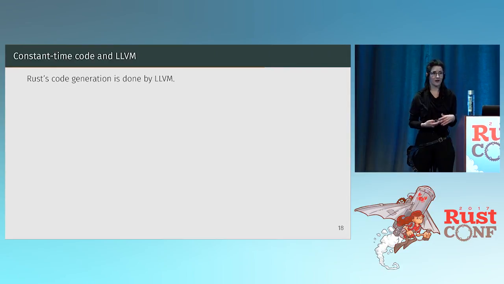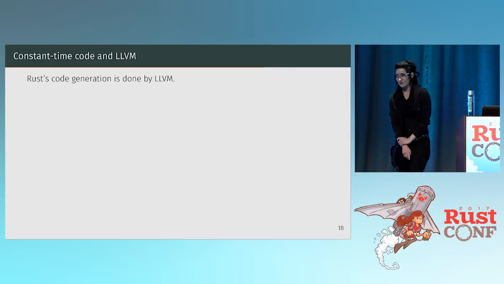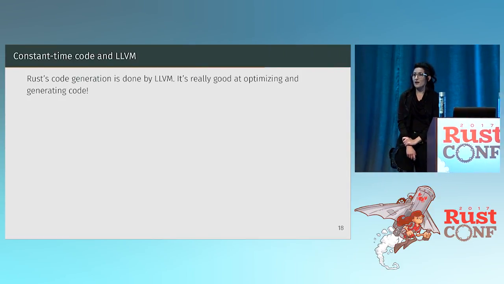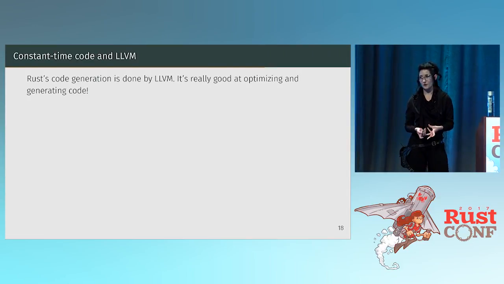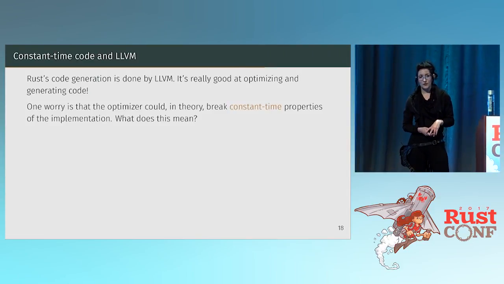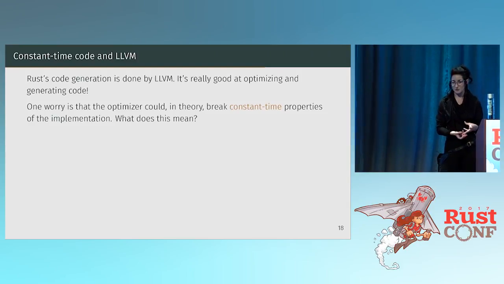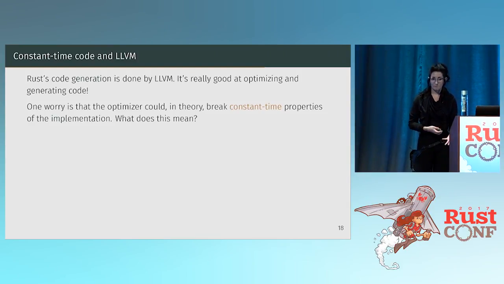Obviously, Rust's code generation is done by LLVM. As I just showed, it's really good at generating code. It's not just good at generating fast code, it's good at generating safe code. Historically, there's a worry that an optimizer could, in theory, break constant time properties of an implementation. So what does this mean? People have essentially in the past said that you can't use compilers to write cryptography. You have to write handwritten assembly because that's the only way to control what a chipset is going to do.